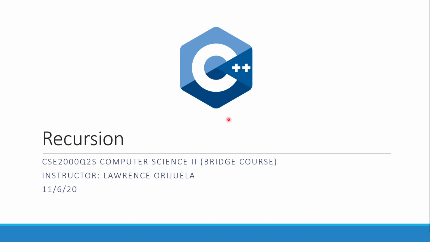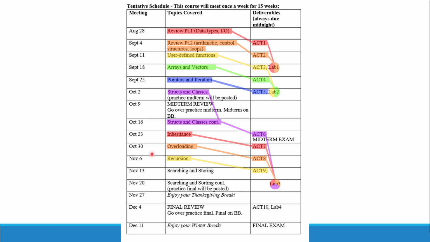If you look at our tentative schedule, we are proceeding as planned. Today is November 6th, we're discussing recursion. And you have one item due, well, not tonight, but the item that's due is your activity 6.